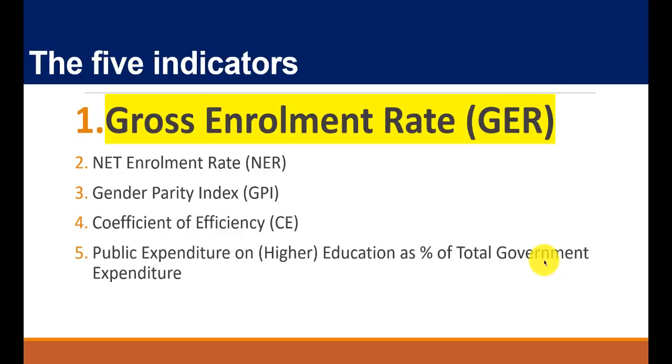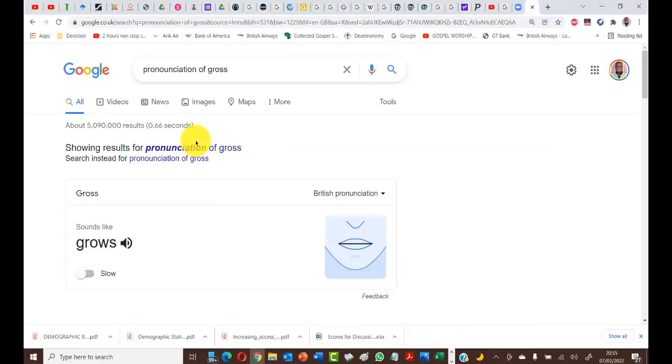So let's begin with gross enrollment rate. Mind how I pronounce this word. I say gross, not gross like cross. I call it gross. How do I know? I will show you how I know that it is gross, but you can call it anything. Nobody's going to arrest you. There's no policeman for arresting people, but the correct pronunciation, my dear participants, is gross.